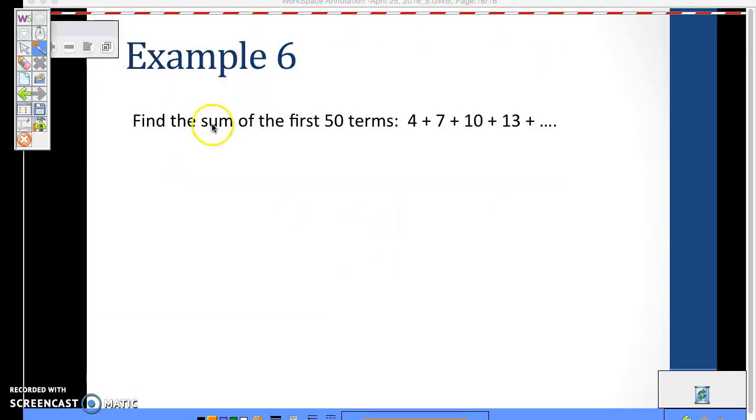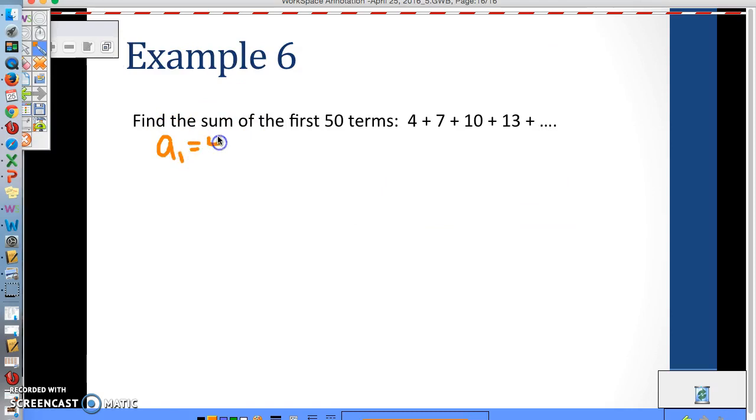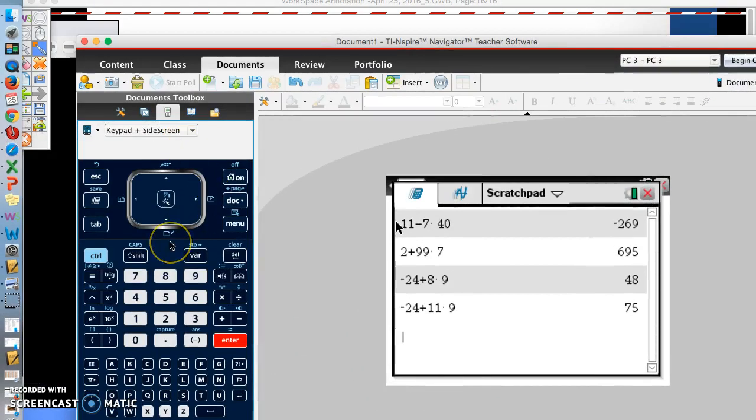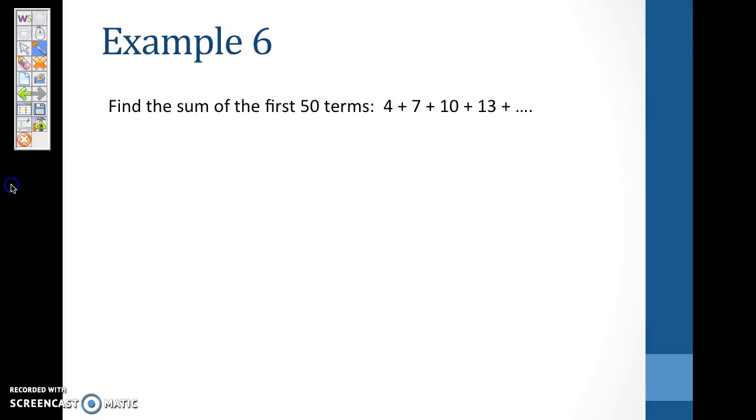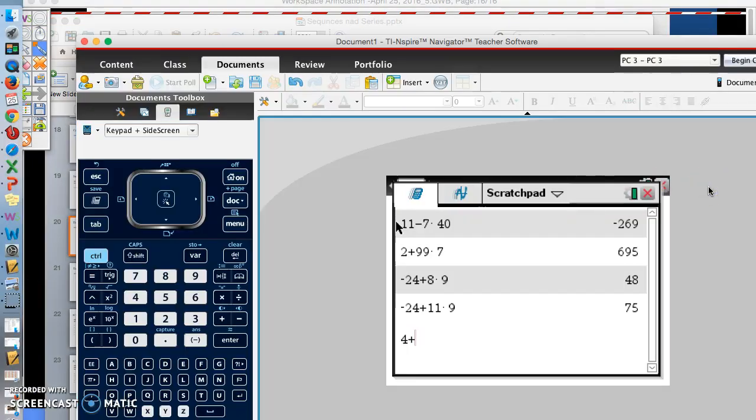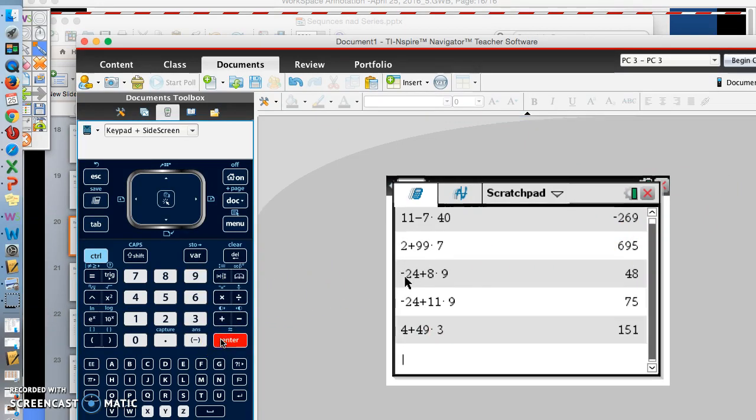So when we're asked to find the sum of the first 50 terms, we need our first term, which is 4, and our 50th. And, well, our rule for this, we start with 4 plus n minus 1 times our difference. Our difference is 3, but n is, we want our 50th. So let's see, what is 4 plus, it would be 49 times 3, so we end up with 151.